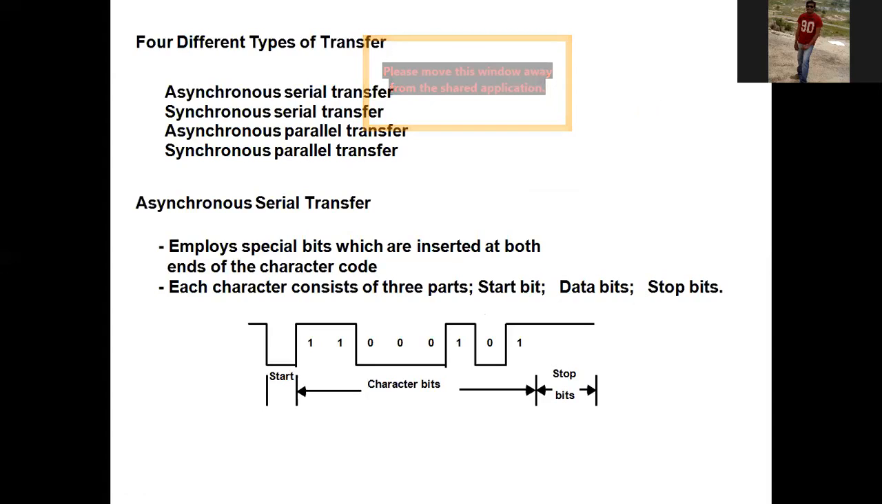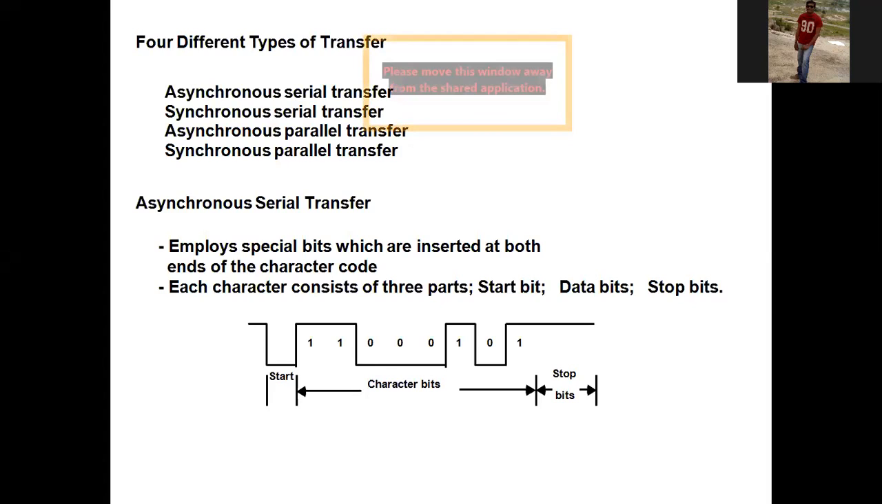So here the concept is the asynchronous serial transfer. Basically, what are the different kinds of data transmission techniques we have? Possibly we have 4 types. The first one is the asynchronous serial transfer, and the next one is the synchronous serial transfer, and asynchronous parallel transfer, and the synchronous parallel transfer. This is based on 2 combinations, serial and parallel, and again 2 more, synchronous and asynchronous. So based on this 2 into 2, we have 4 combinations altogether: synchronous with serial, synchronous with parallel, asynchronous with serial, and asynchronous with parallel.